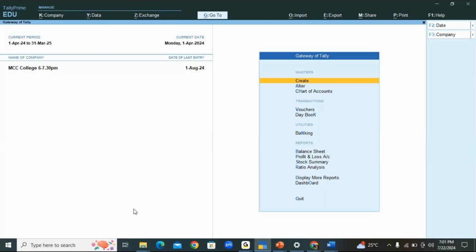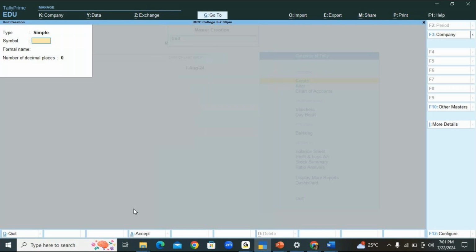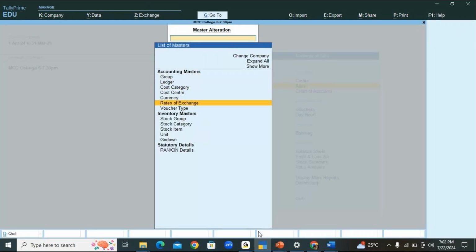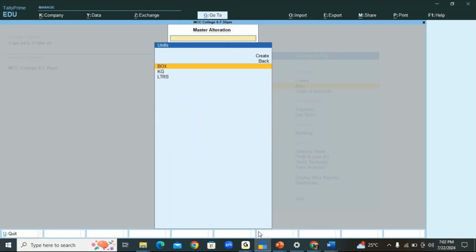when you go to create, you go to units of measurement. Here you give kg. As it is there in that particular list, you have to give that only. Kg, kilograms, enter. Same way meters, box, boxes. Like this, you should create all the units of measurement in that list. And then go to alter, enter, go to units, enter, take a picture and send it in the group.